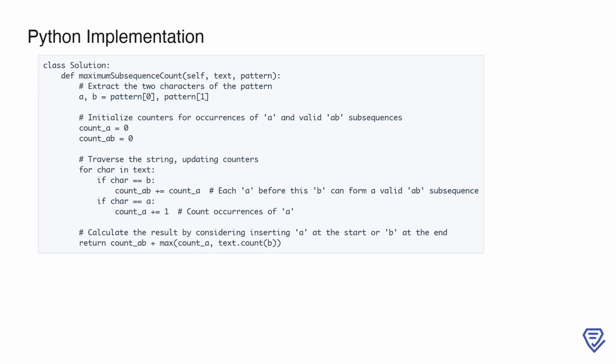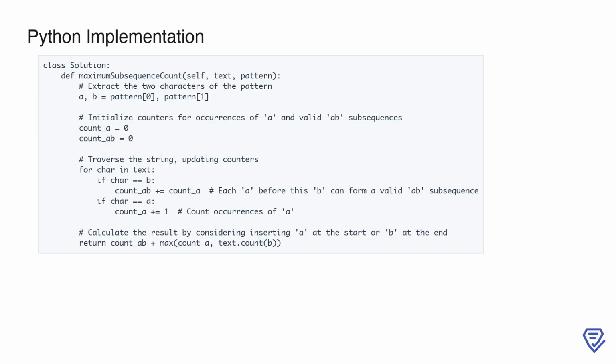After traversing the string, we calculate the result by considering the two possible insertions to maximize the subsequences. We can either insert A at the beginning of the string or B at the end. Inserting A maximizes the count of A and hence increases the number of valid subsequences, while inserting B maximizes the count of B. The result is the sum of count_B and the maximum of either count_A, representing all As in text, or text.count(B), representing all Bs in text. This ensures that the subsequences are maximized depending on the insertion.